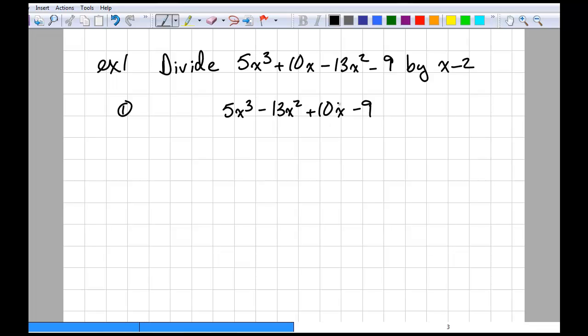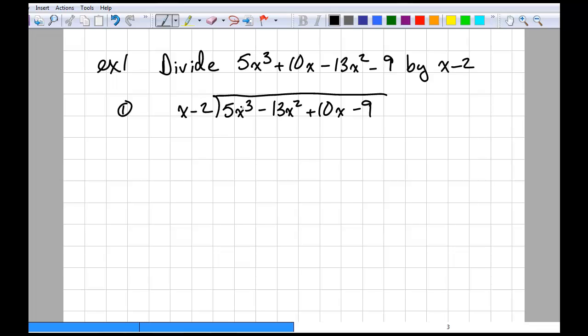So we want the exponents to get smaller, and if there is a missing term, we have to write that in. So let's say it was 5x cubed minus 13x squared minus 9 and there was no 10x. It would be important here to write a 0x. So I've got the polynomial in decreasing order of exponents, and then I'm going to divide that by x minus 2.